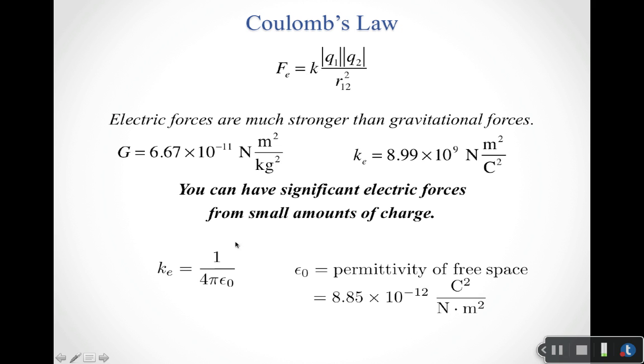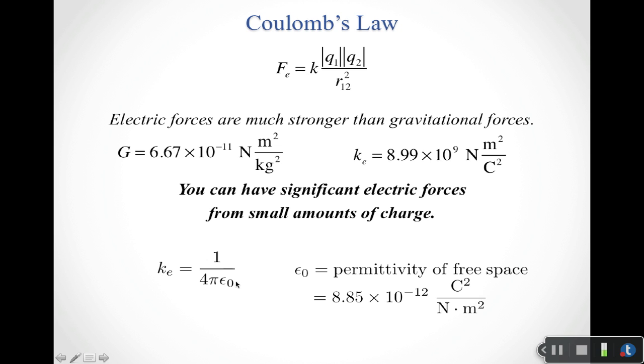Now, the Coulomb's constant here, K, is actually related to another fundamental universal constant that we'll deal with. So K can also be written as 1 over 4 pi epsilon naught, where epsilon naught is called the permittivity of free space, or the electric constant. And it has a value of 8.85 times 10 to the minus 12.